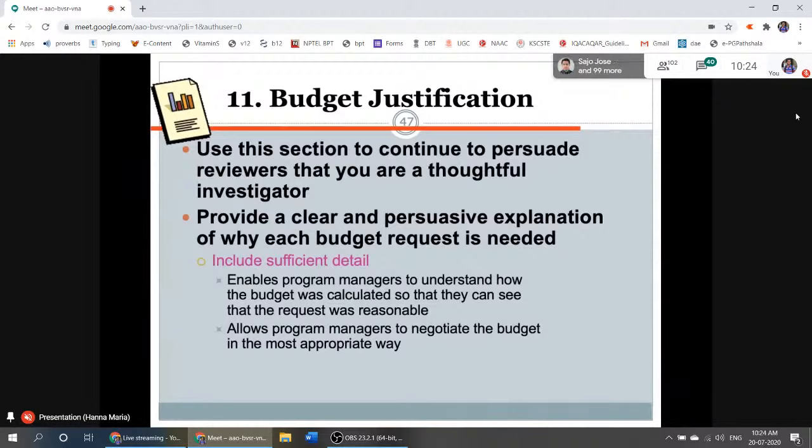Budget justification. Extremely important. Every money that you ask for from the funding agency, you have to justify. Next one, please.